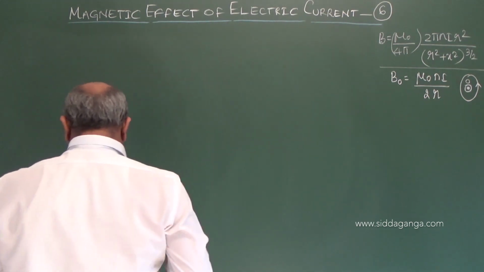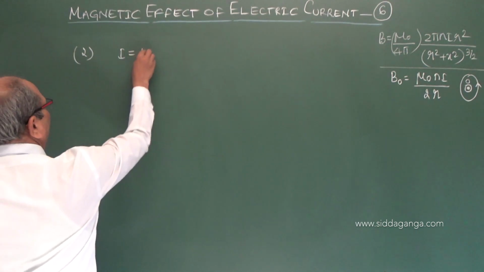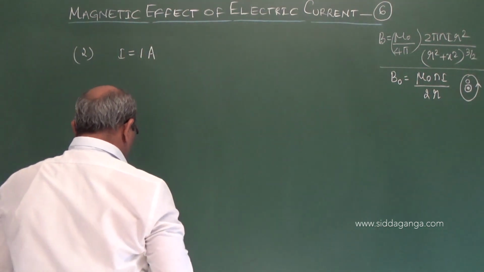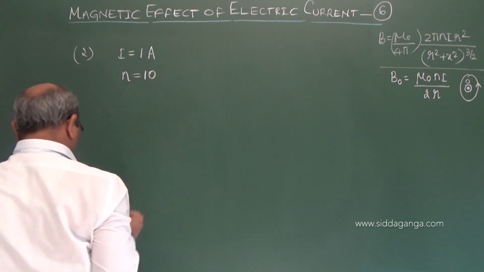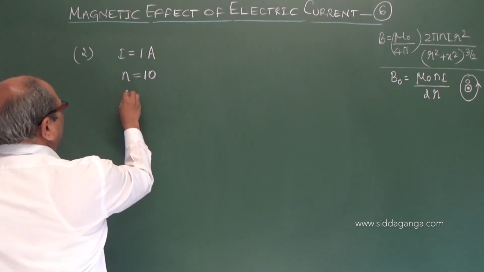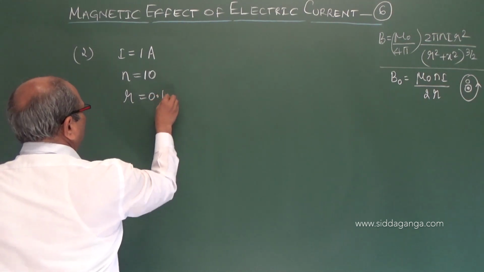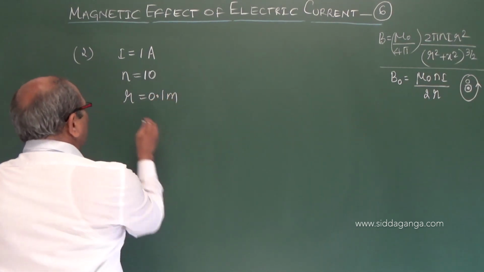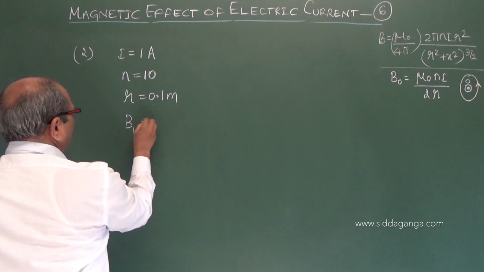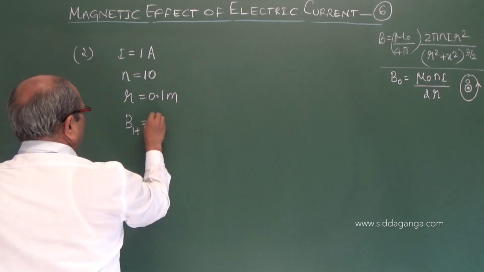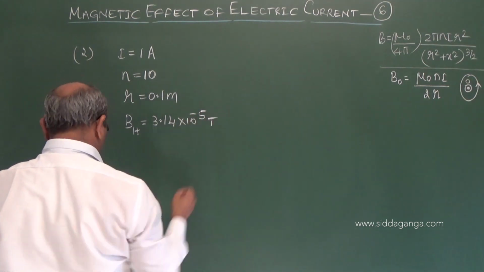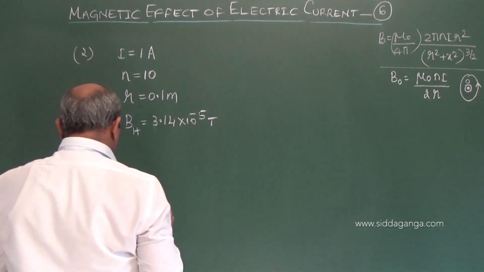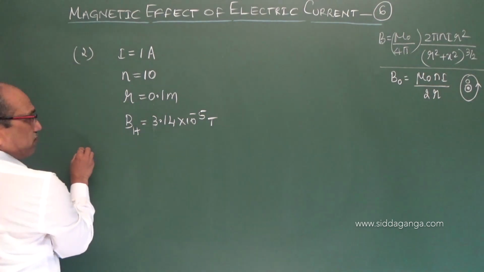See the next question. A current of 1 ampere flows in a circular coil having N equal to 10 turns. The number of turns is 10 and the radius of the coil is 0.1 meter. The Earth's horizontal component is given as 3.14 into 10 power minus 5 Tesla.